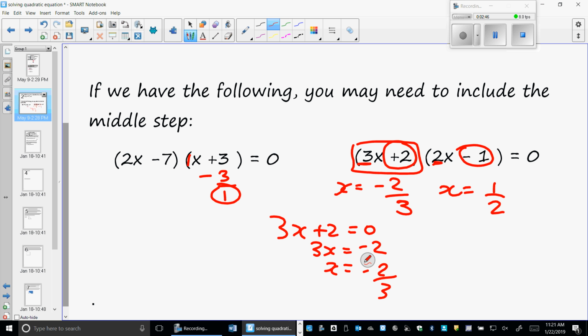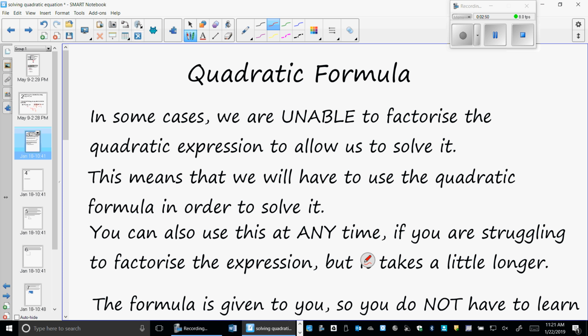That's when it's lovely that we're able to factorize. Sometimes we can't. Okay? In those cases, we need to use the quadratic formula.